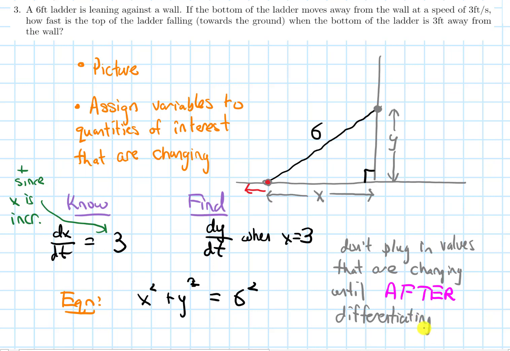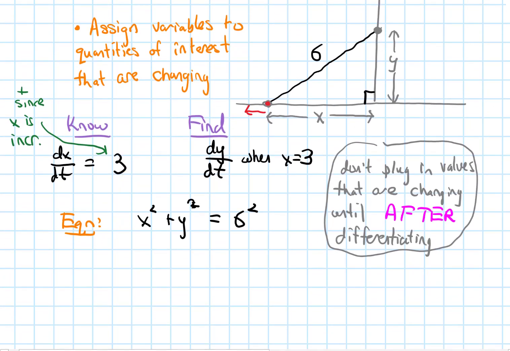Until after differentiating. Okay, so let me put a bubble around that. All right, so let's take the derivative now. We will take d/dt of both sides. We'll have d/dt of x squared plus y squared equals d/dt of 6 squared, which is 36.